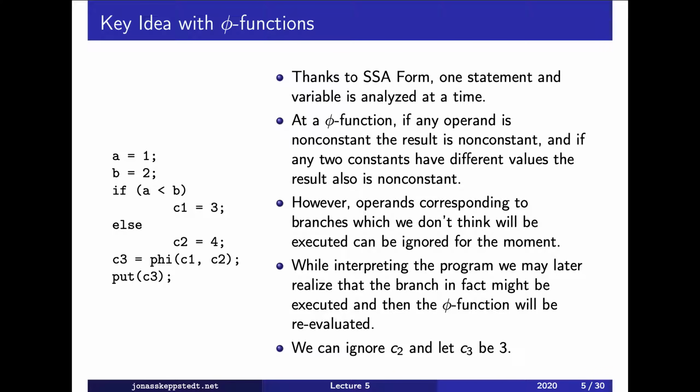Well, if there would be an operand with a non-constant value, then the value of the phi function would also be non-constant. But in this case, only one operand will have a constant and the other can be ignored, since as far as we know, it will never be executed. And that means the value of the phi function will be 3, and so we can use 3 here.